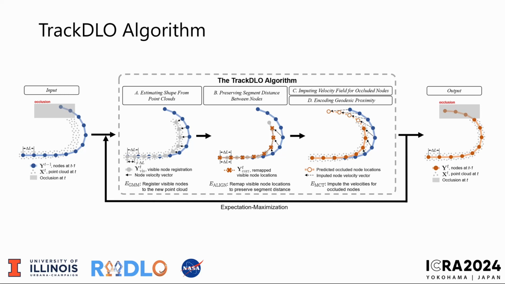The visible nodes will have the remapped node positions as references, while the occluded nodes will have their displacements imputed from the displacements of the visible nodes. Geodesic proximity is encoded in the imputation step.